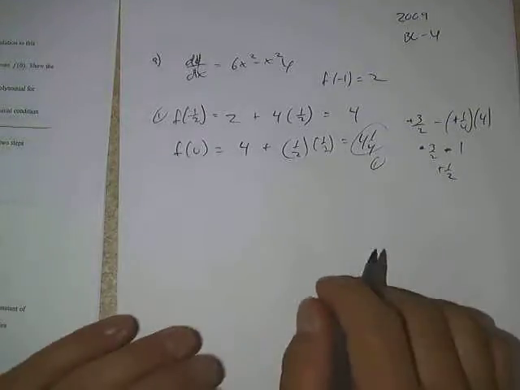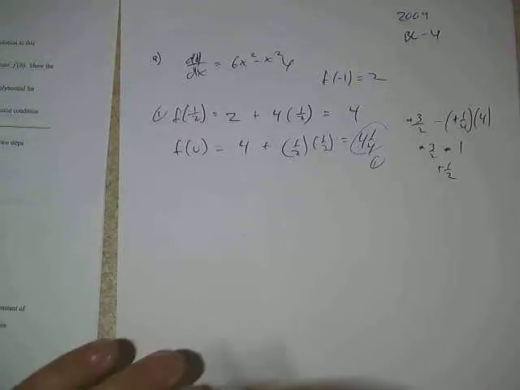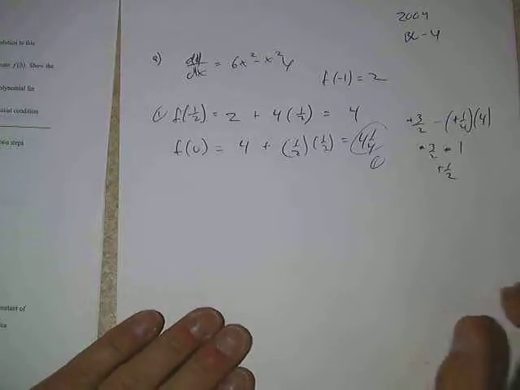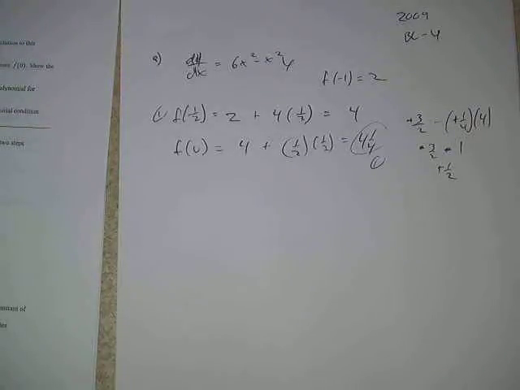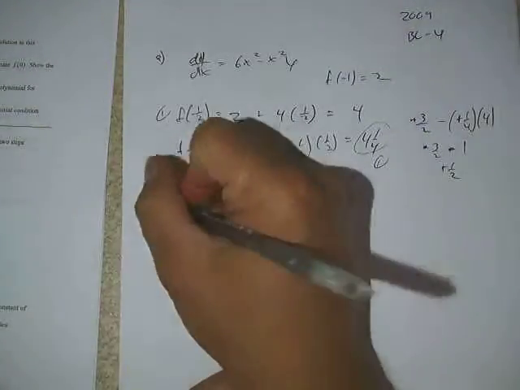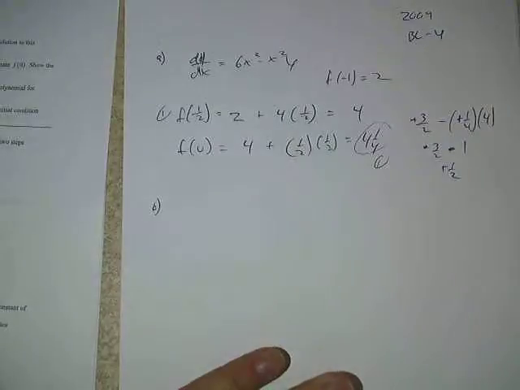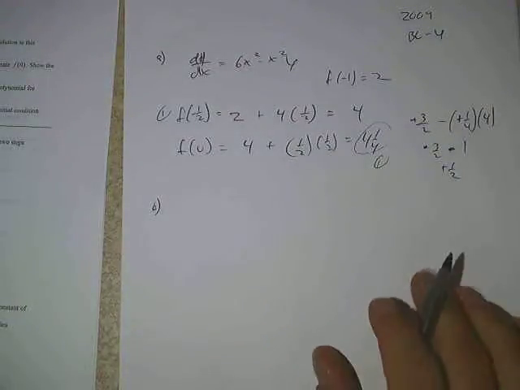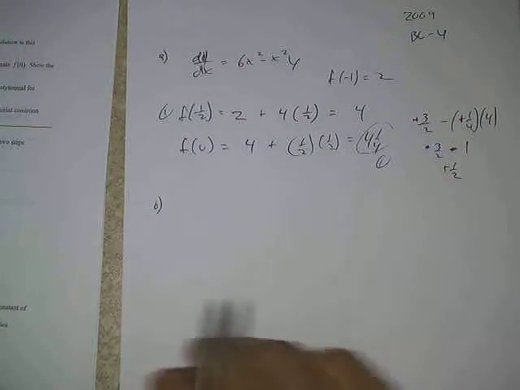All right. Then on part B, it says at the point -1, 2, the derivative is negative. The second derivative, that is -12. And we want to find the second degree Taylor polynomial for f at x equals -1.